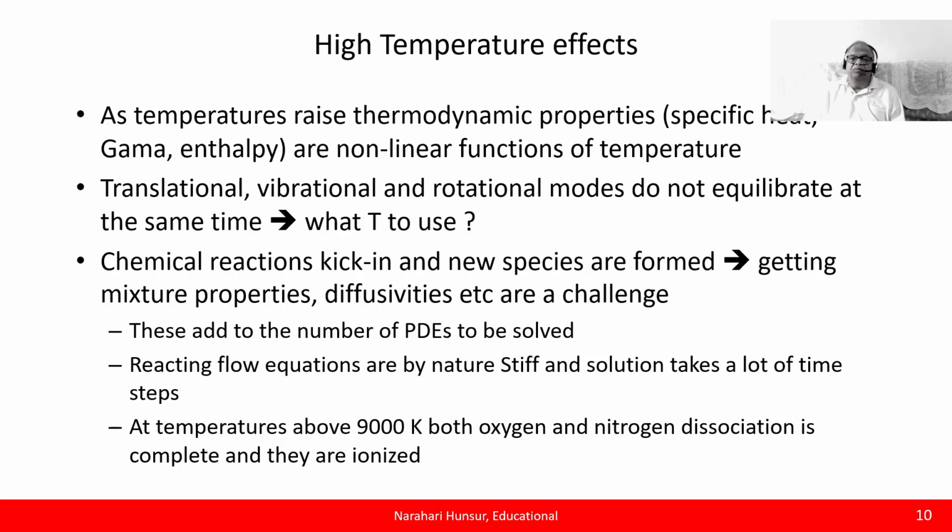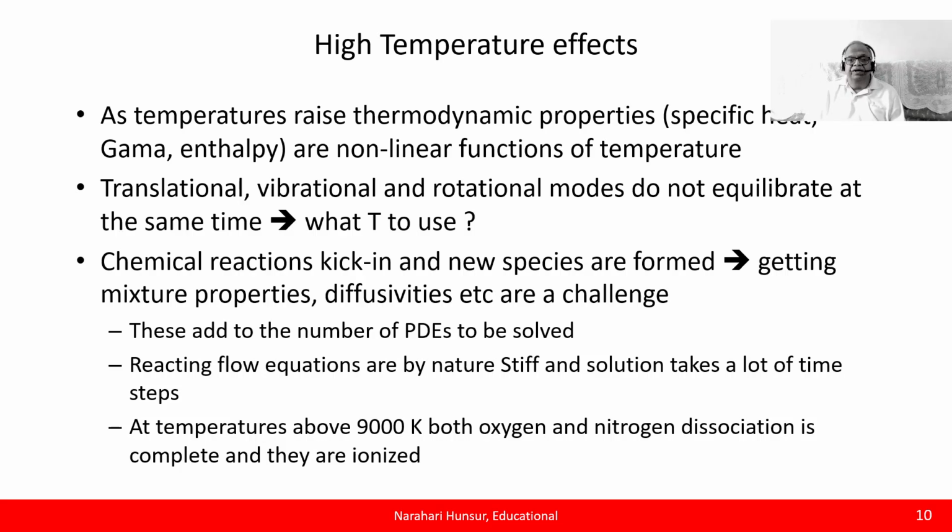And these add to the number of PDEs to be solved. Normally, when you solve the Navier-Stokes equations, you have three equations for momentum, one for energy, and one for density. Now, once the chemical reactions happen, different species are there, so you need to have multiple equations. So the number of partial differential equations increases significantly.